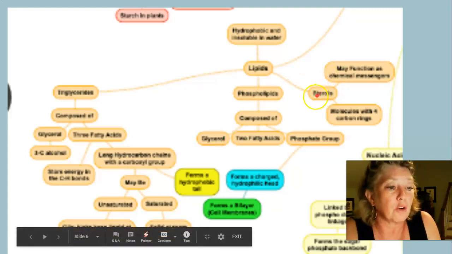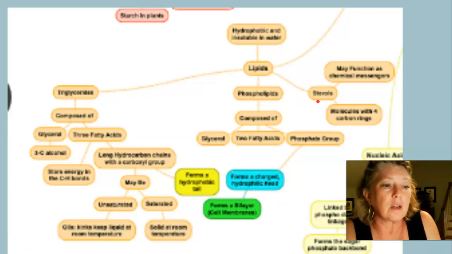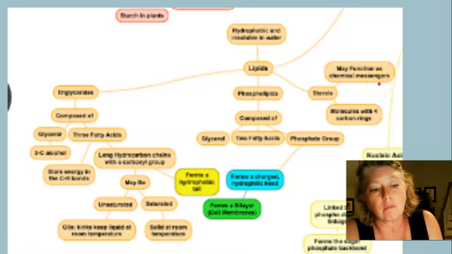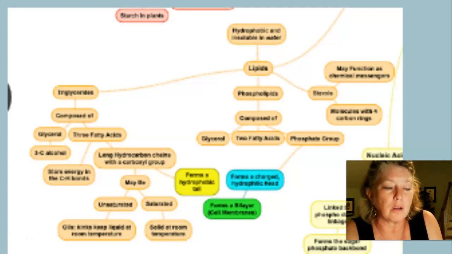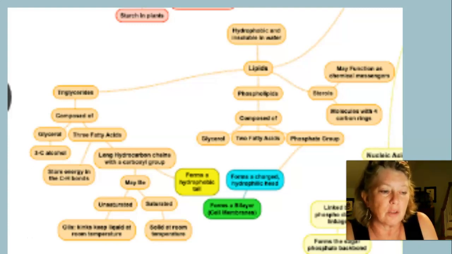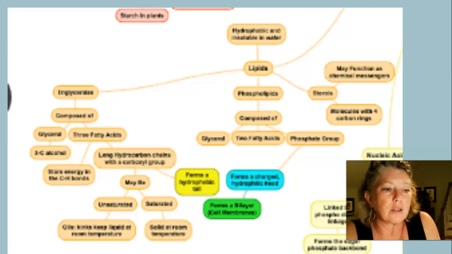And then finally, our 3rd group of lipids are the steroids. And the steroids may function as chemical messengers. You've got all of the hormones like estrogen and aldosterone, things like that, that are all chemical messengers that tell your body to do different things. And they've also got things like cholesterol.